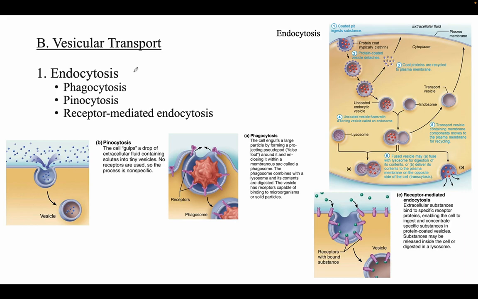Now vesicular transport, this is another form. Not only through the plasma membrane can the cell transport, but it can also form tiny things called vesicles. The first type of vesicular transport is called endocytosis, meaning something is moving inside the cell, whatever it is. There are 3 types of it: pinocytosis, phagocytosis, and receptor mediated.